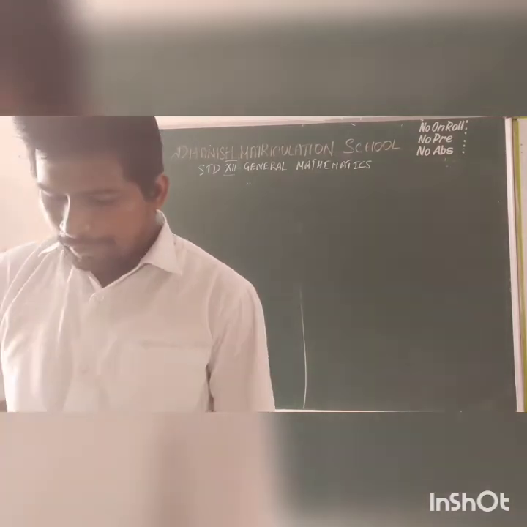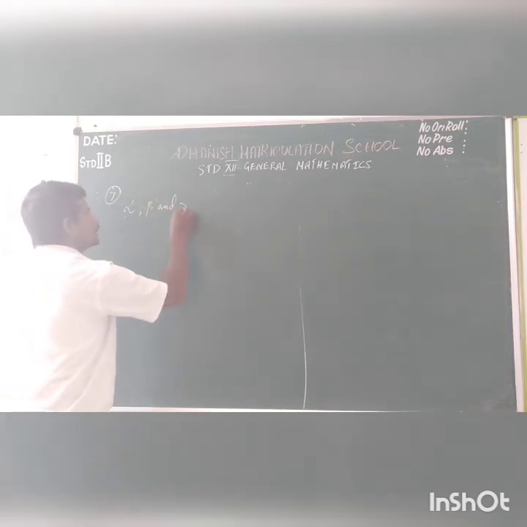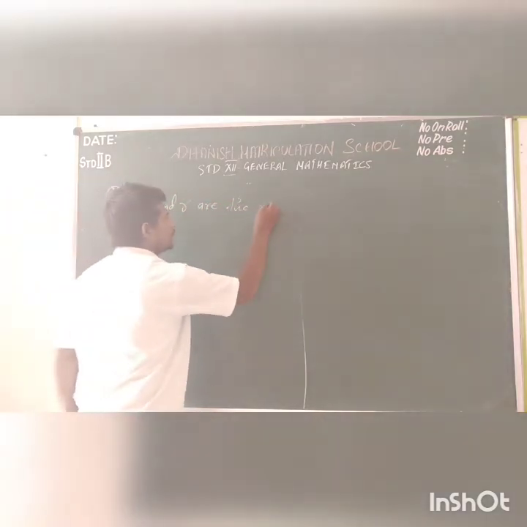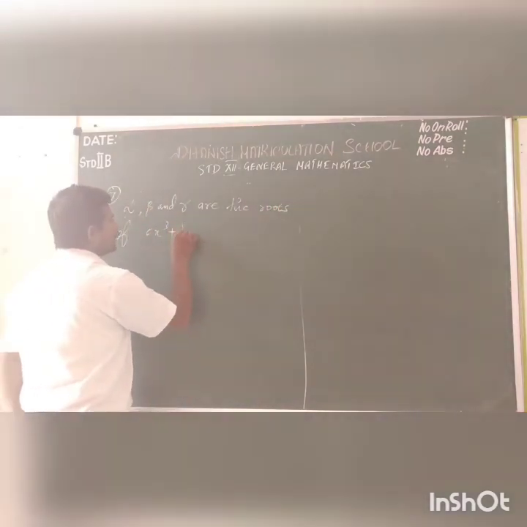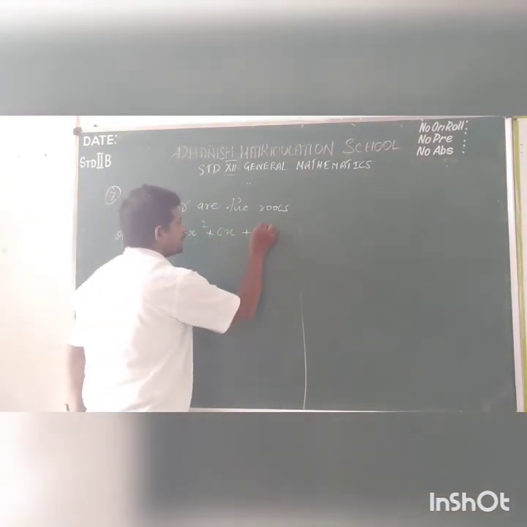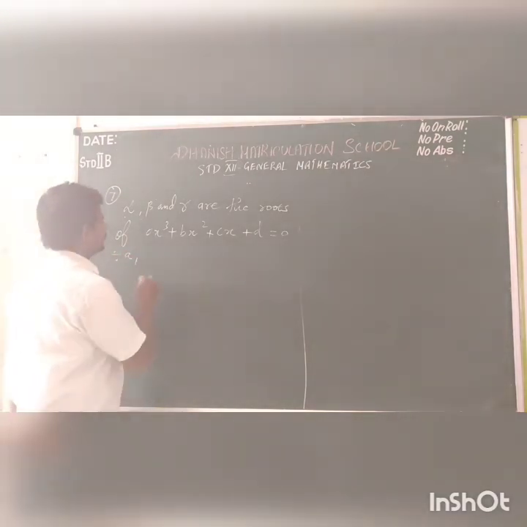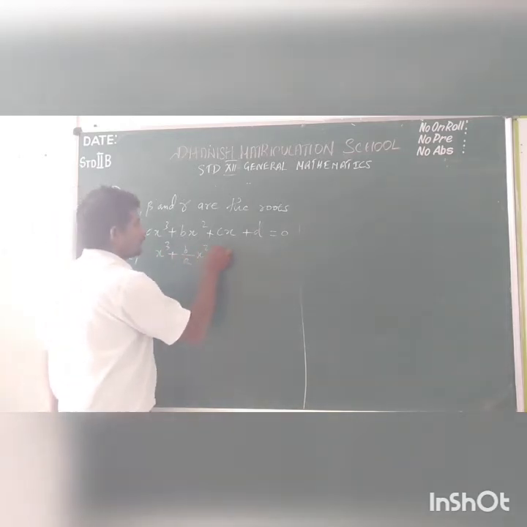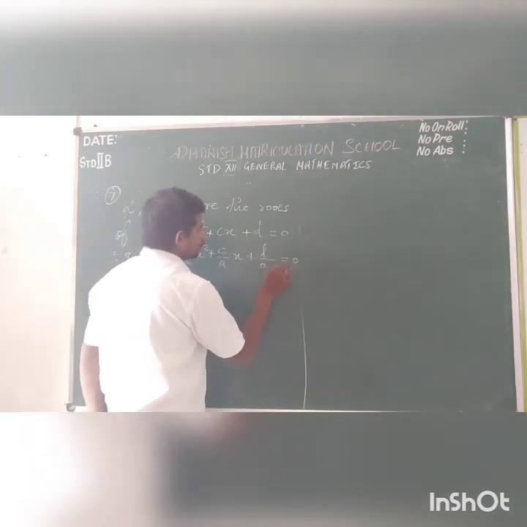What's given? Alpha, beta, gamma are the roots of the equation ax cube plus bx square plus cx plus d equal to 0. Now I'm going to divide by a. So the next step would be x cube plus b by a x square plus c by a into x plus d by a equal to 0.